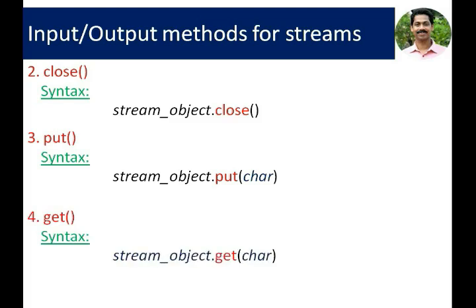Then get is for reading from a file. Get a single character from this stream object. The stream object must be opened in input mode.